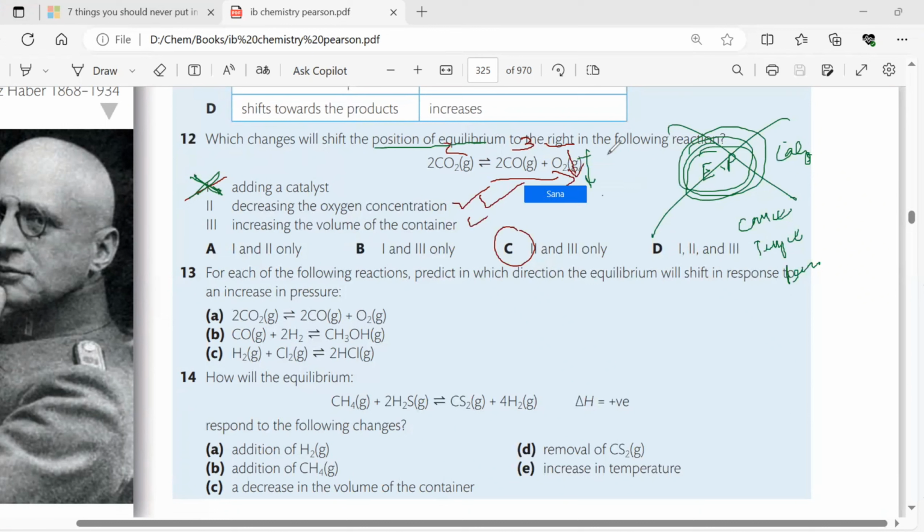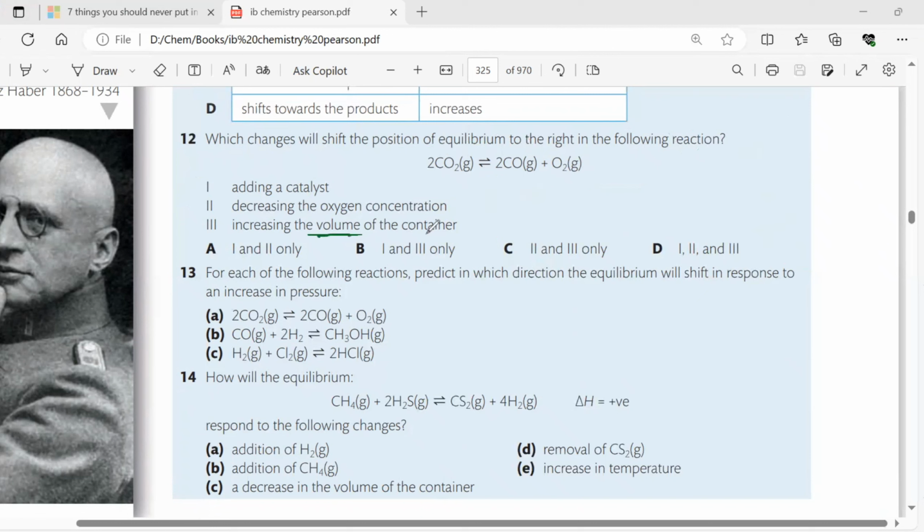And increasing the volume. This is a very tricky question, right? What does volume have to do with pressure? We learned volume and we learned pressure, right? So by increasing the volume you have a decrease of pressure. Pressure decreases, which side does it go to? It goes to the side with more number of moles, right? So 2 and 3, so go to the right. So it will be C.